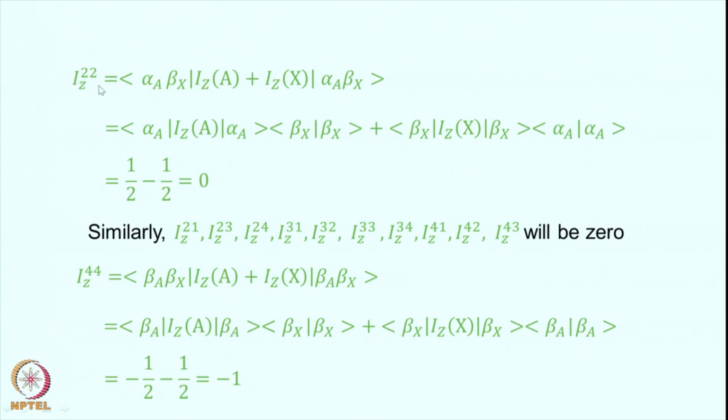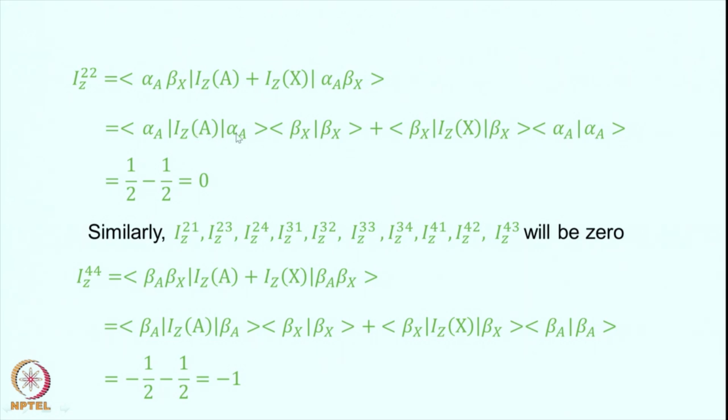Iz22 is, now we have the 2 state here and the 2 state here, alpha A, beta X, and Iza plus Izx. So this is alpha A, Iza alpha A, which easily follows from here. Then I have this beta X, here beta x, Izx, beta x and alpha A, alpha A. Now what do I get from here?